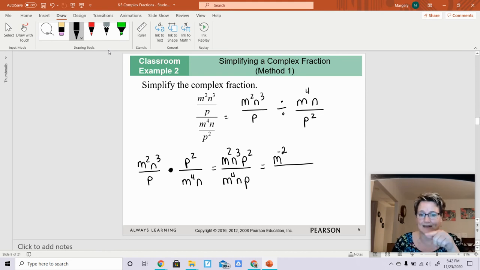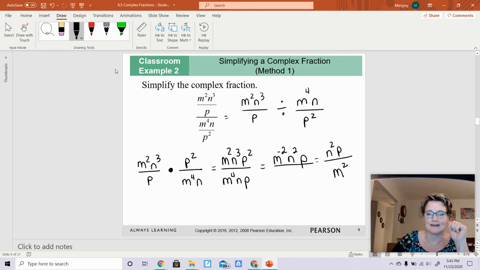2 minus 4 is negative 2. Now I have n cubed divided by n to the first. That gives me n to the second. 3 minus 1 is 2. Now I have p squared divided by p. 2 minus 1 is p to the first power. Now, I cannot leave this the way it looks. I can't have a negative exponent. So I'm going to bring this down here, and then the other ones stay upstairs. Okay, so it's n squared times p all over m squared.